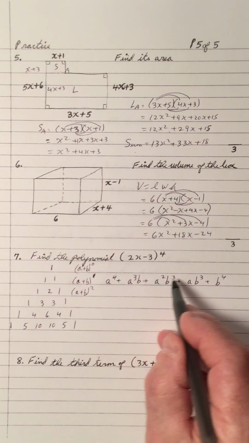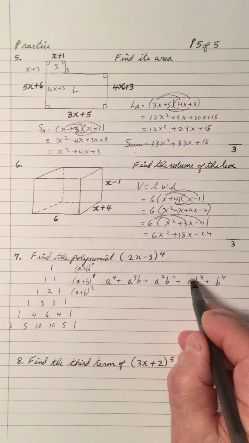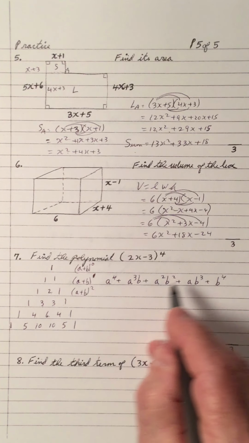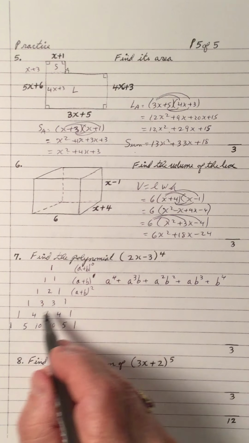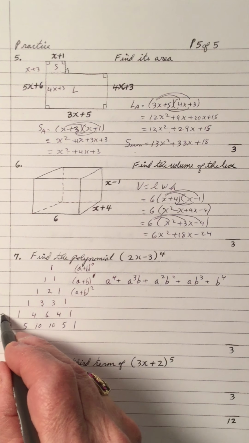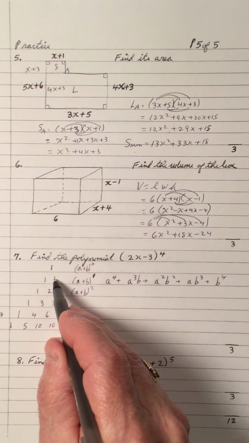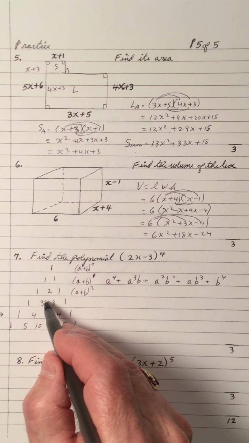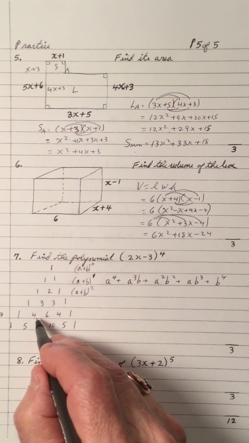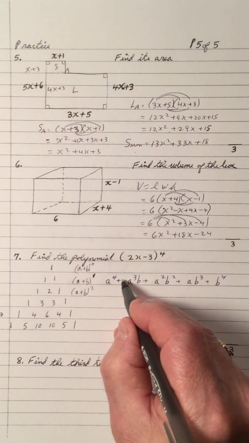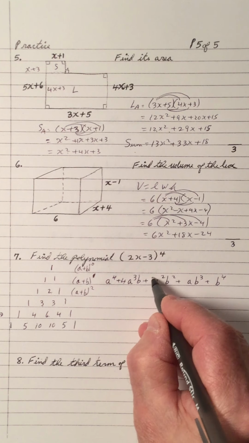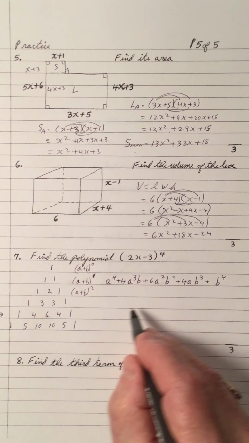1 plus 3 is 4th power. 2 and 2 is 4th power. 1 and 3 is the 4th power. And because it's a 4th, we're looking at this row right here. Because this is the 1 power, square power, cube, and 4. So I got a 1, 4, 6, 4, 1.